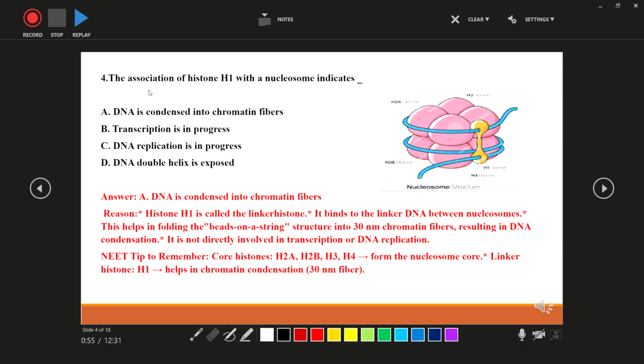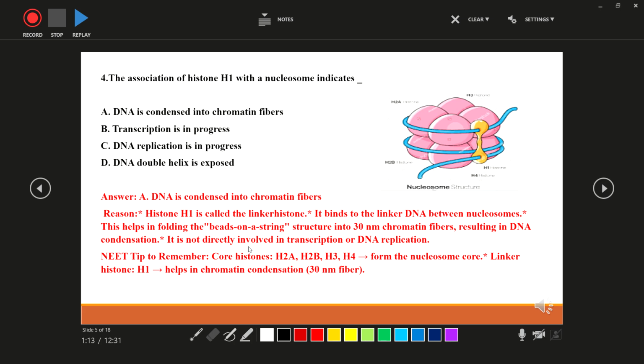Next question: the association of histone H1 with a nucleosome indicates the DNA is condensed in the chromatin fibers, because histone H1 is called linker histone. It binds to the linker DNA between nucleosomes. This helps in folding the beads-on-a-string structure into 30 nm chromatin fibers, resulting in DNA condensation. This picture is there in your textbook, children. It is not directly involved in transcription or DNA replication.